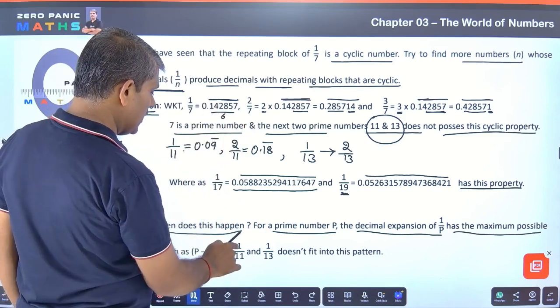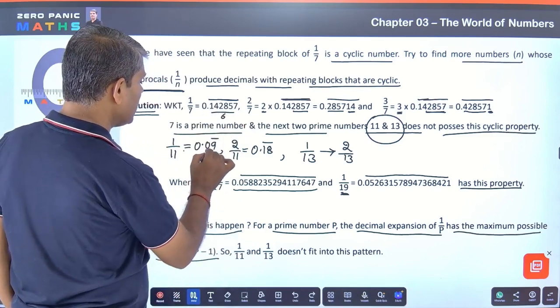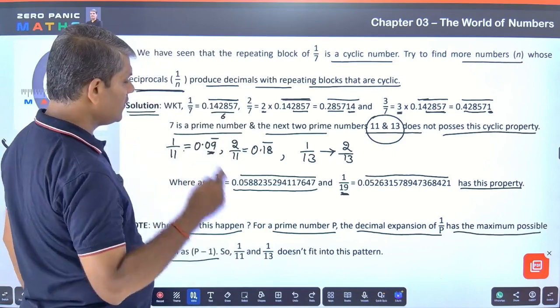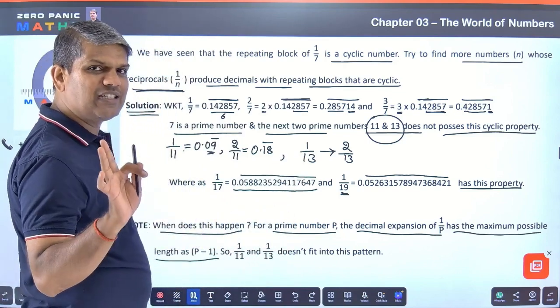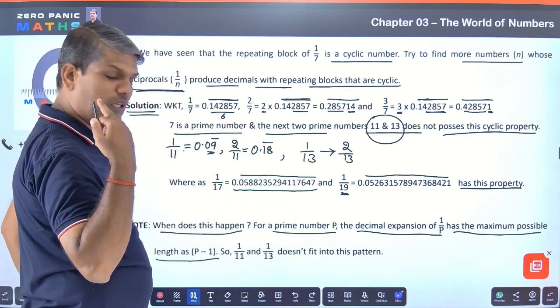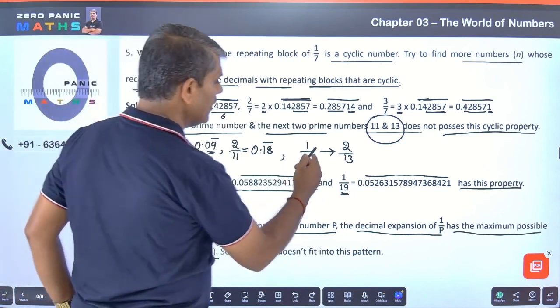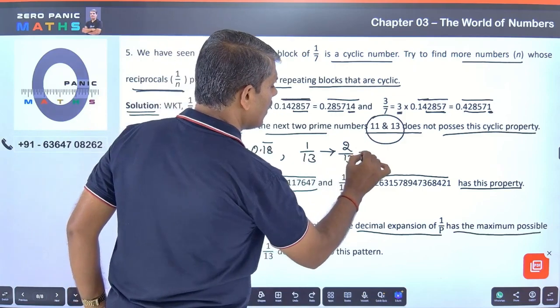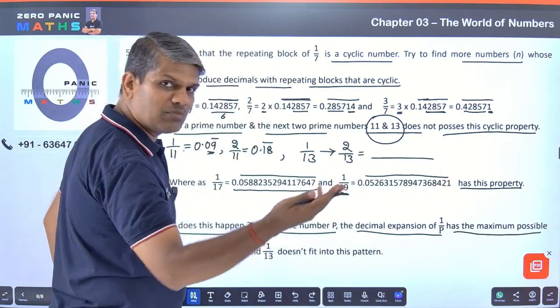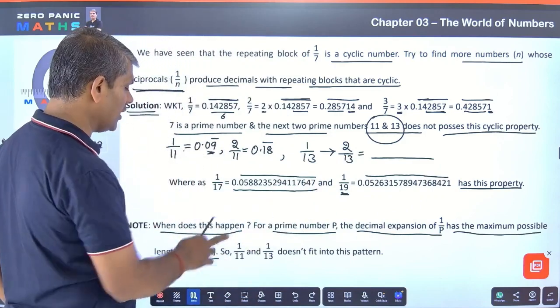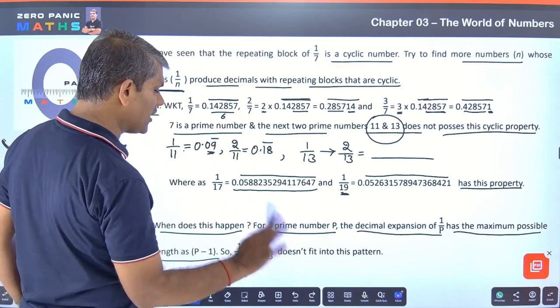With 1 by 11, how many digits are there? Only 2 digits. What is 1 by 13? 1 by 13 is some 6 digit value only. You can check it from the very first problem. 1 by 13 was also not having as many digits as 12 in the decimal part. So 1 by 11 and 1 by 13 do not have it.